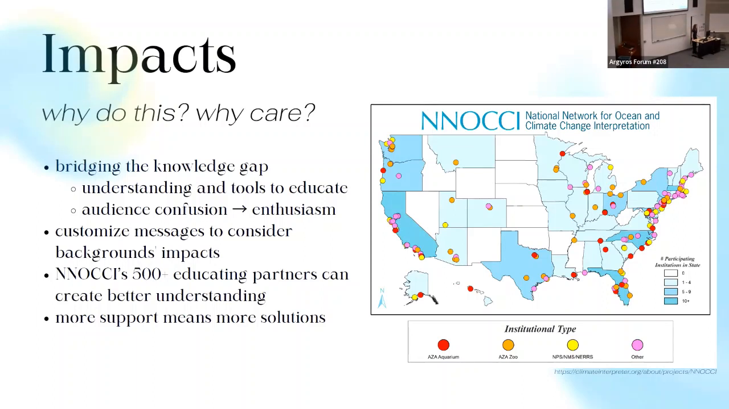Bridging the knowledge gap and creating understanding and tools to help educate and create more knowledge is going to help us turn audience confusion into enthusiasm, and customizing our messages to consider background impacts can get everyone involved. It can allow for more customizability, especially at Noki's over 500 educating partners around the country that are shown on this graph. And just in general, more support and more education means more solutions.